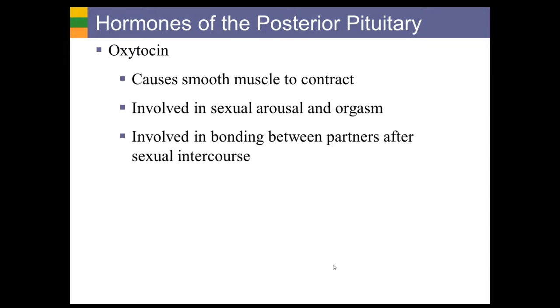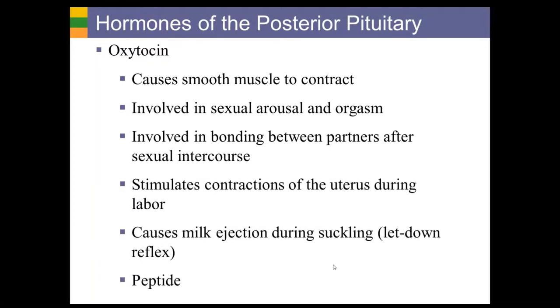Smooth muscle is found in all different parts of the body, but the two areas I want to specifically focus on are the smooth muscle in the genital areas, and also in the breasts, because oxytocin is involved in the contraction of smooth muscle that's involved in sexual arousal as well as orgasm. In fact, it's thought to also be involved in the bonding that occurs after sexual intercourse. It also stimulates contraction of the uterus during labor, and in the breasts, it's responsible for the ejection of milk during suckling, during breastfeeding.